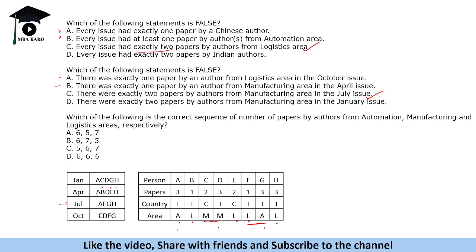Which of the following is the correct sequence of the number of papers published by authors from automation, manufacturing, and logistic areas? Automation, manufacturing, and logistics. Automation is 3 plus 3, 6. Then manufacturing is 2 plus 3, 5. So 6, 5, and 7. That is the answer to this. So these are lengthy and time-consuming questions, especially these true-false statements wherein you need to check each of these.